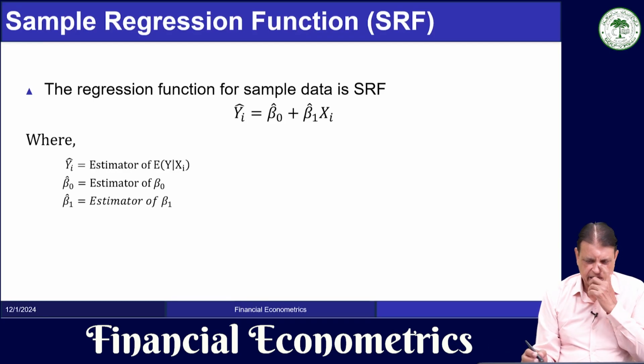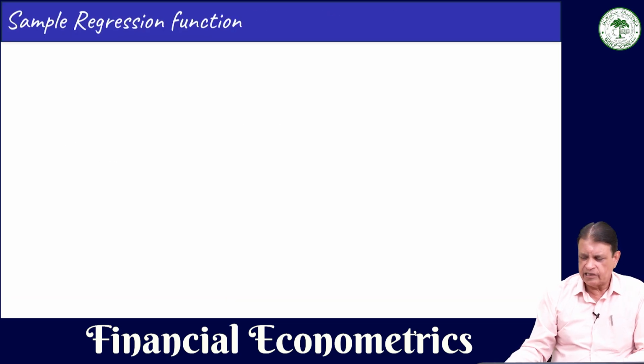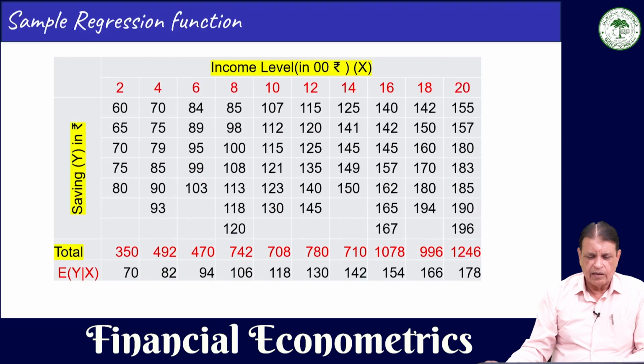This is the sample regression function, that is, this is the estimated value of y, this is the estimated value of beta 0, estimated value of beta 1. This we will tell you in a moment. If we take this, this is the entire population, that is all the 60 households. From this we will take a sample.